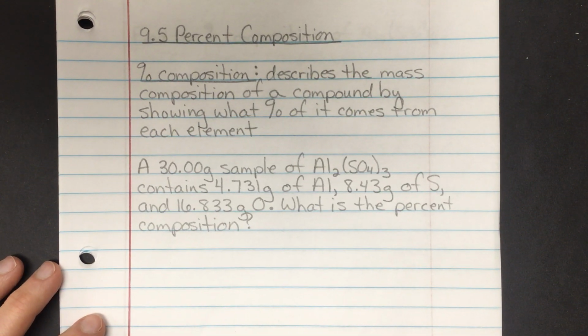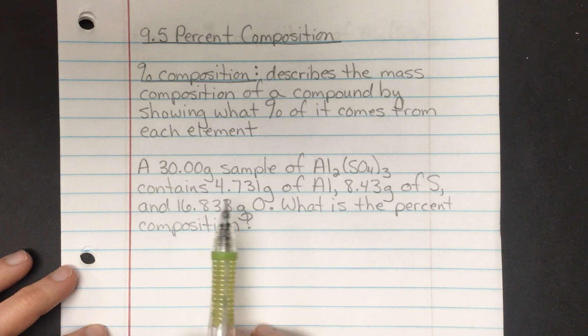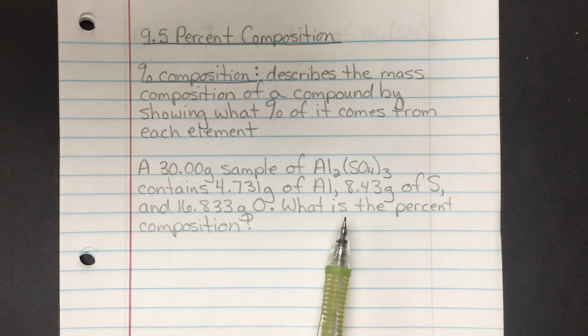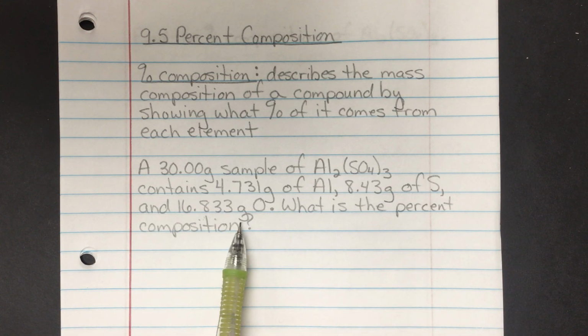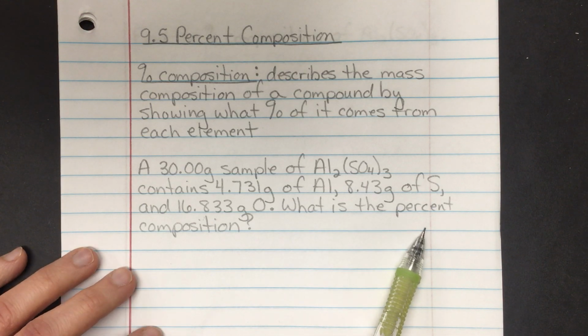Let's say I send a 30-gram sample of aluminum sulfate to a lab, and it's discovered that it contains 4.731 grams of aluminum, 8.43 grams of sulfur, and 16.883 grams of oxygen. I want to know its percent composition.